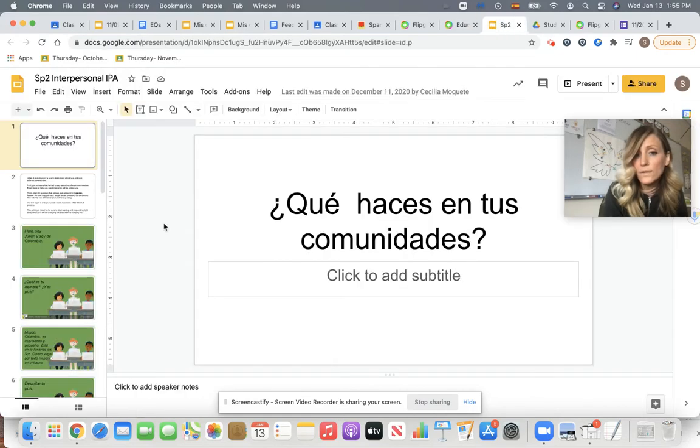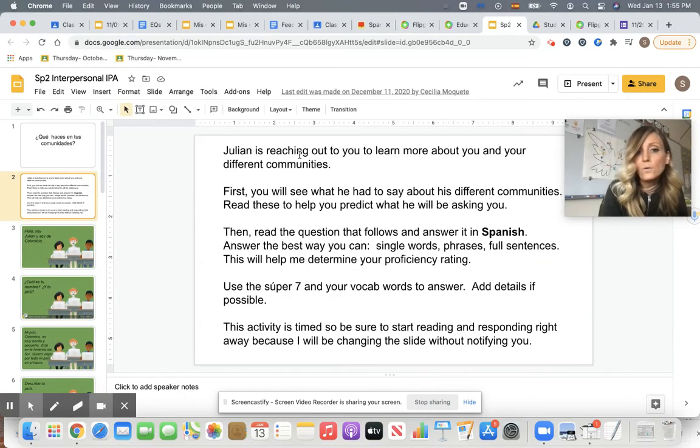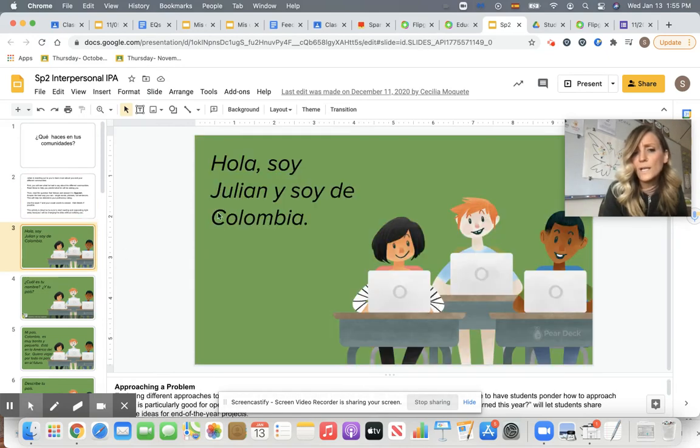And the third part of their IPA is now Julian is reaching out to you to learn more about you and your communities. So this was a teacher-led Pear Deck where the students had to first read what Julian had to say. So I played the role of Julian. I created these slides. It's teacher-led, so everybody's reading this question, and they're supposed to kind of predict a little bit. What do I think Julian's going to ask me?